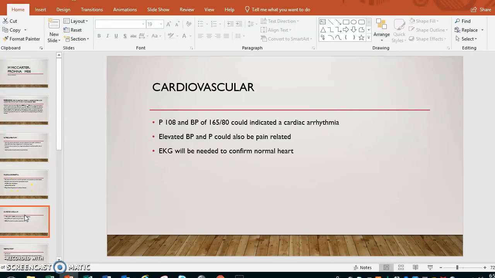For cardiovascular, the pulse rate was 108 and the blood pressure was 165/80, could indicate a cardiac arrhythmia. Also, elevated BP and pulse could be related to pain. EKG needs to be done to confirm normal heart rate and rhythm.